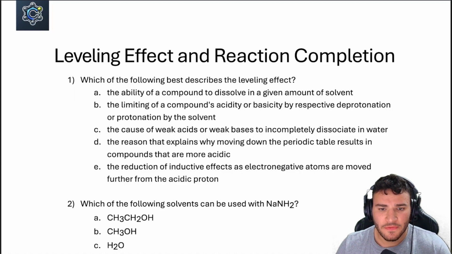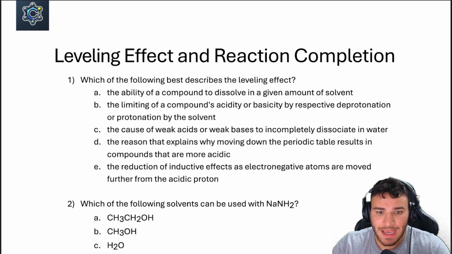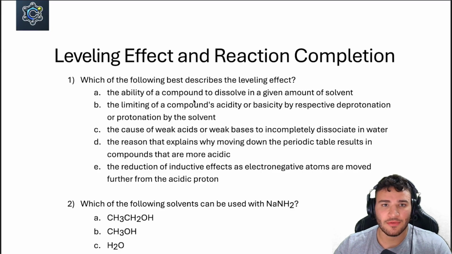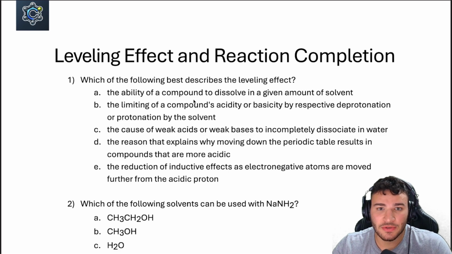Now let's start. Which of the following best describes the leveling effect? Let's go through each answer choice and think about which one is probably incorrect or correct and for what reasons. So A says the ability of a compound to dissolve in a given amount of solvent. Remember that the leveling effect really talks about which solvents we can use regarding the strength of an acid and the strength of a base.